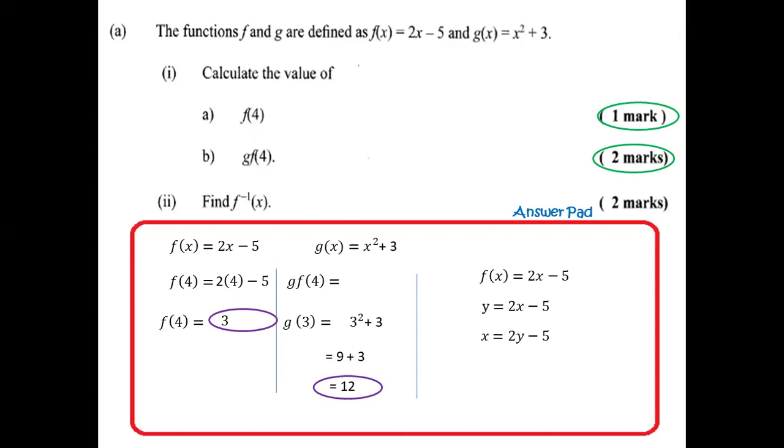First, we're going to add 5 to both sides. So we have x + 5 equal to 2y. And then at this point, we're going to divide both sides by 2. And that will give us (x + 5)/2. And that's making y the subject, which is our f inverse, right? Easy. Not seeing any of this for the first time. 2 marks. All right, give yourself a clap.